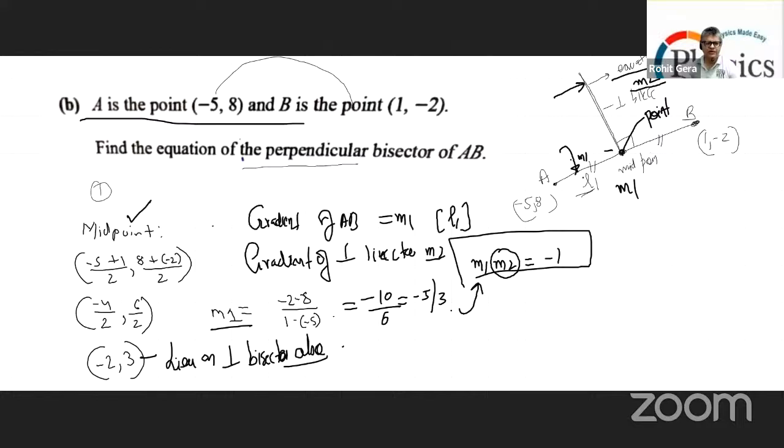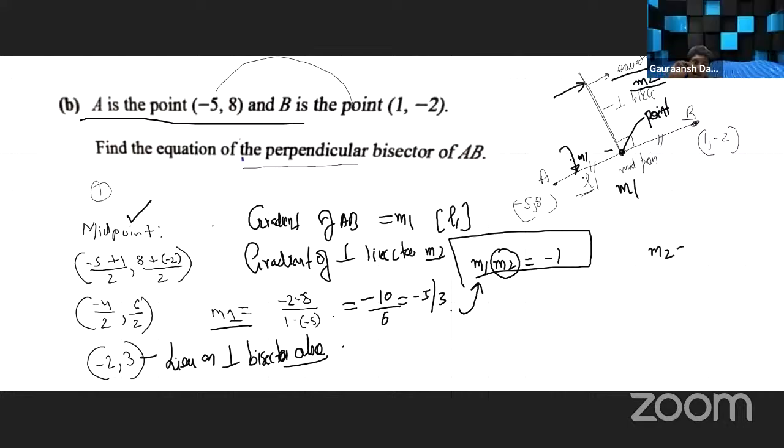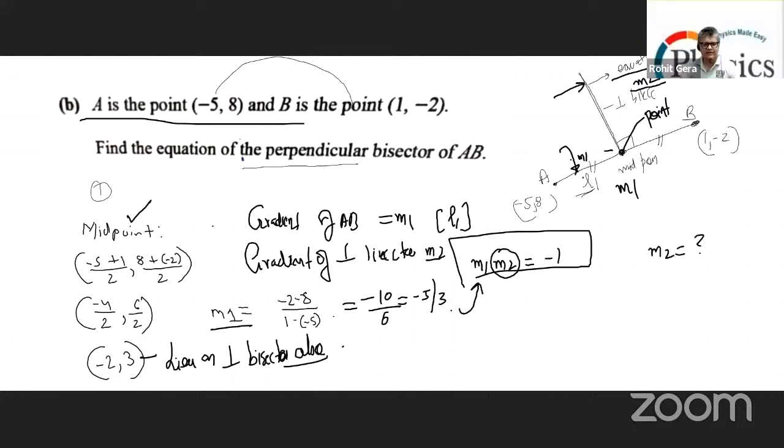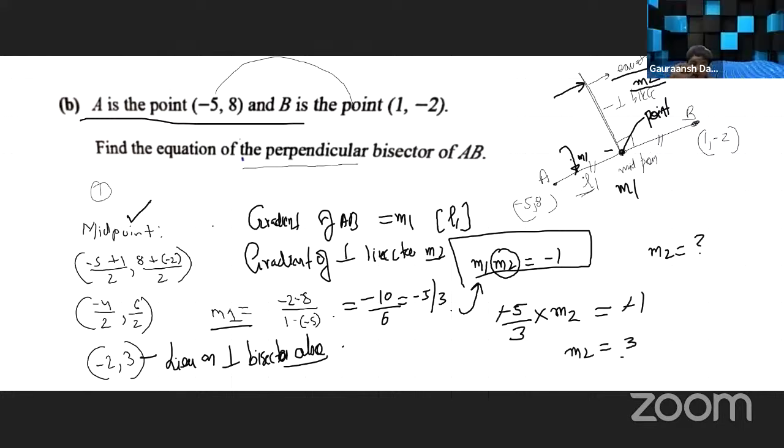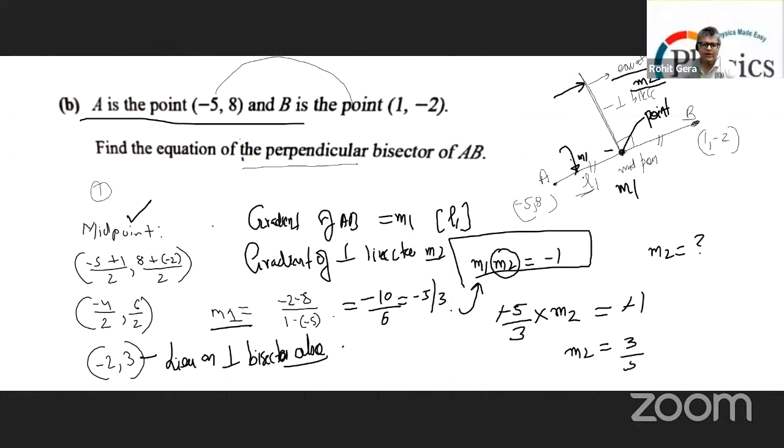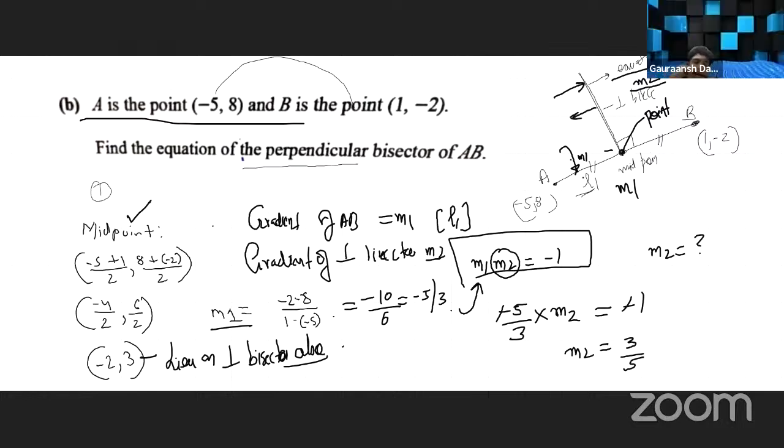Putting the values here, M2 is unknown. So -5/3 multiplied by M2 is equal to -1. Minus gets cancelled, so M2 is equal to 3 by 5. So now I know the slope or gradient of this also, and I know a point on it.